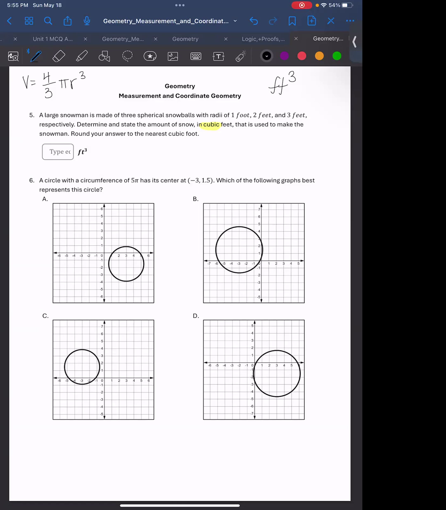So now I basically have to do the volume 3 times: 1 for the 1 foot, 1 for the 2 foot, and 1 for the 3 foot. I want you guys to do that on your own first, and then we will compare our answers. And then I will finish the problem.